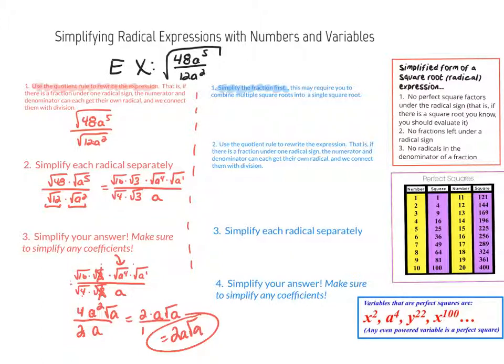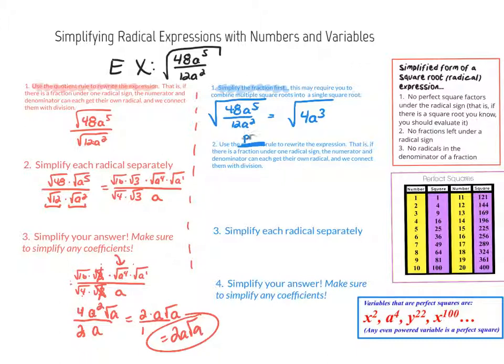Maybe it's easier to simplify under the radical first and then use the quotient rule. So instead of breaking it up right away, I'm going to reduce the fraction 48a to the fifth over 12a squared. So 48 over 12, that just simplifies to 4. And when I start to simplify the a's, there's 3 more a's on top than there are on the bottom. So I would simplify to a to the third power. Now from here, after I simplify the inside first, I actually don't have a quotient at all.